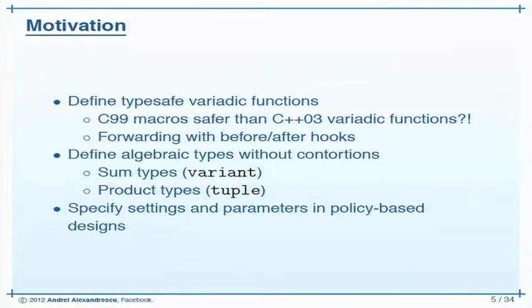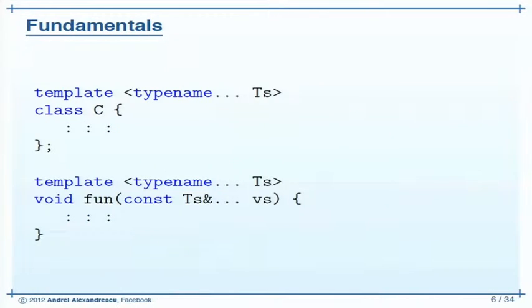Tuple would be a product type, which would hold a juxtaposition of different values of different types, arbitrarily long. And then, I'm not going to insist too much on that, but I'm going to talk a bit about how to specify settings and parameters in policy-based design, a subject that is, of course, dear to my heart.